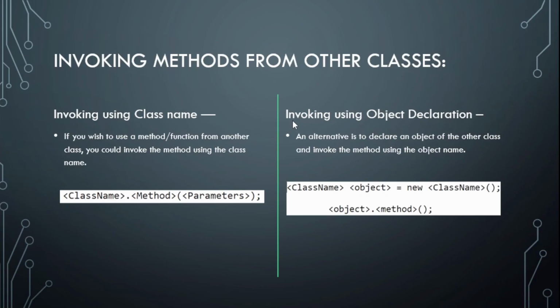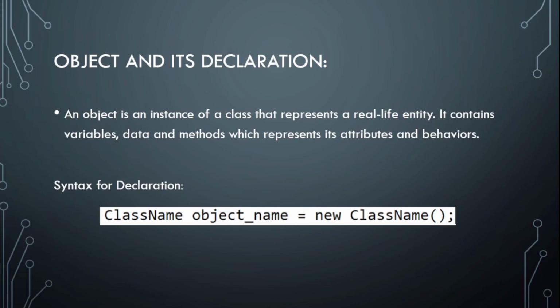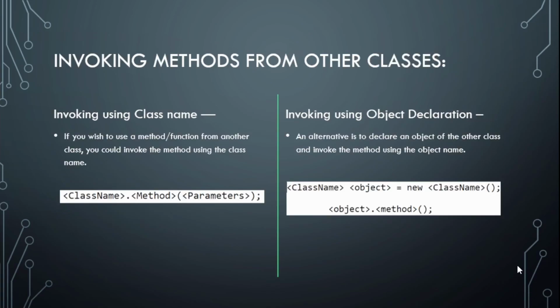And next we have invoking using object declaration, which is using the syntax for the object declaration and using that to call the method within the class. As we know, since the class is a blueprint of the object, it holds the same attributes that the class code contains. Of course, there are some situations in which a particular function is universal to all objects created from it, and that is known as the static keyword, but that's for a future video.